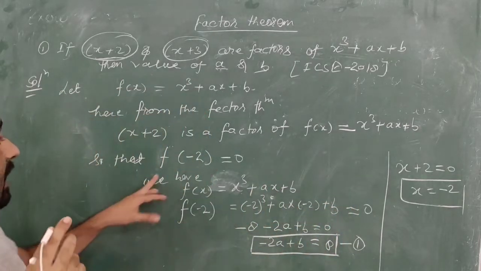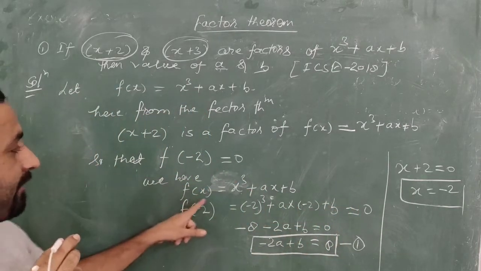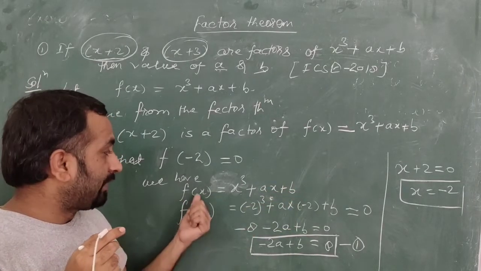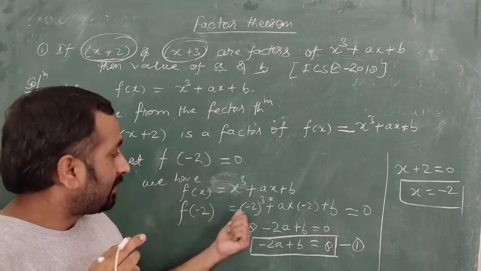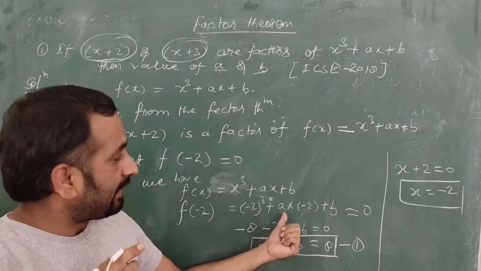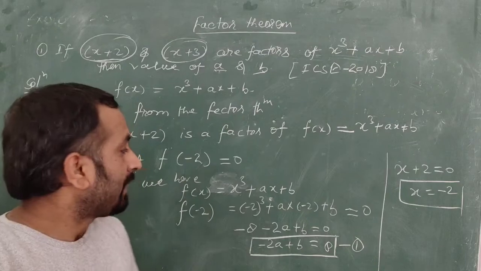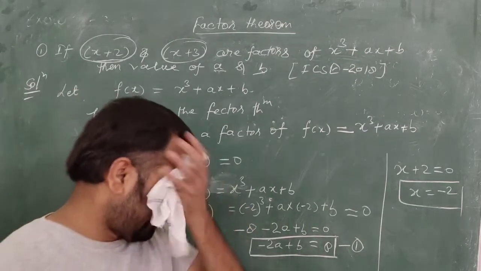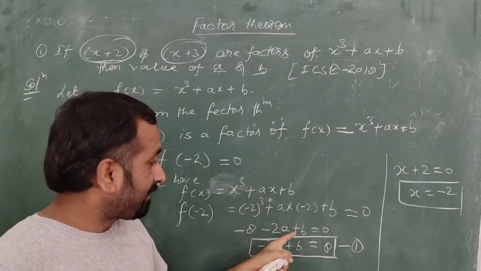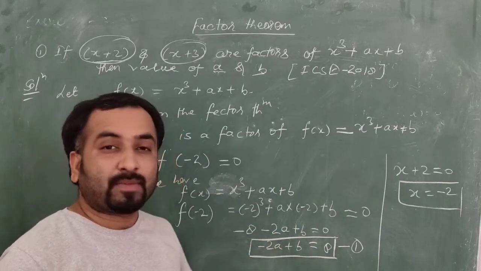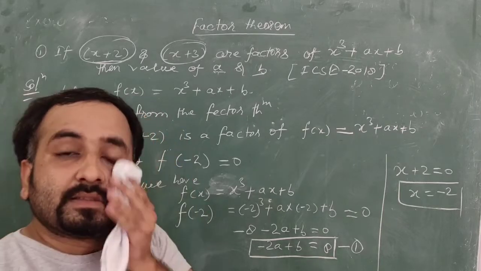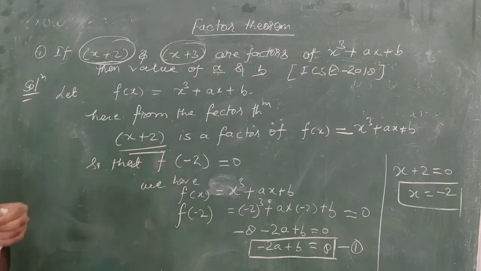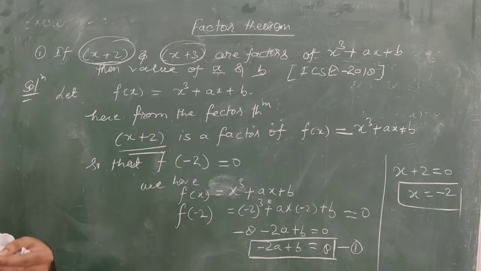So f of minus 2 is equal to 0, where f(x) is x cube plus ax plus b. Now we put minus 2 in place of x, so it is minus 2 to the power 3 plus a into minus 2 plus b is equal to 0. Minus 2 to the power 3 is minus 8, and a multiplied by minus 2 is minus 2a, plus b is equal to 0. So we are getting minus 2a plus b is equal to 8. This is equation number first. We have done the activity for x plus 2. Similarly, we will move to x plus 3.